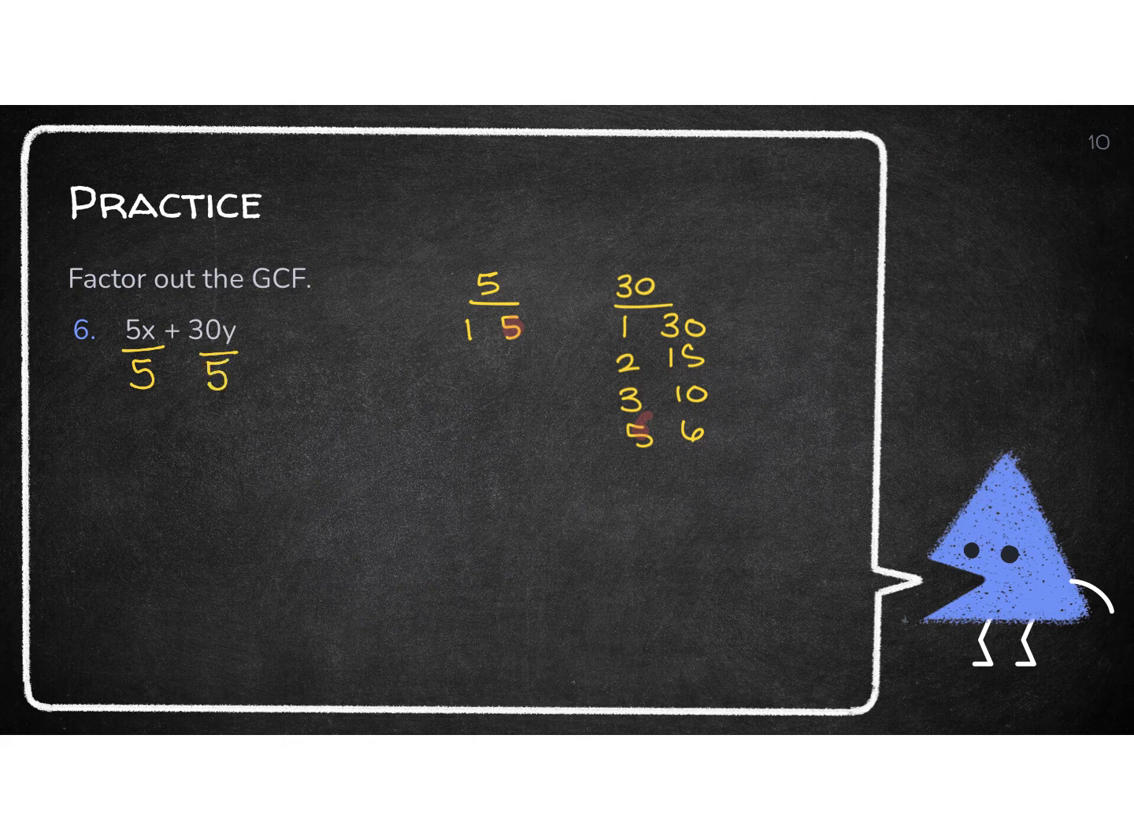I'm going to look at my variables. Well, this one has an x and this one has a y. So I don't have any variables in common. So since I don't have a variable in my greatest common factor, I'm just taking out that 5. So 5 divided by 5 is 1. I still have the x. 30 divided by 5 is 6, and I still have the y.